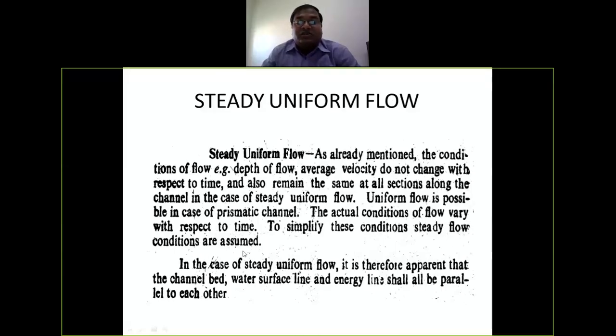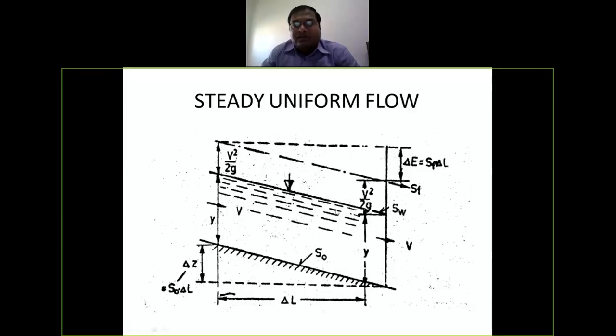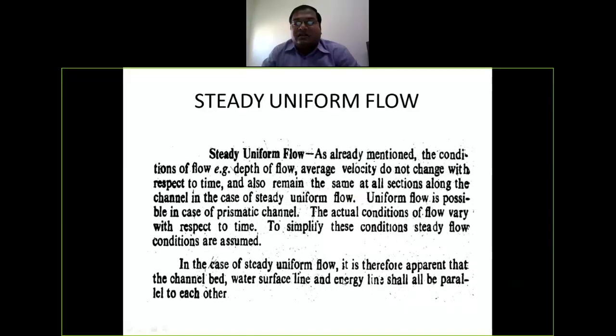So in the case of steady uniform flow, it is therefore apparent that the channel bed, water surface line, and energy line shall be parallel to each other. You can see the figure. These all are parallel to each other. Okay, you can see the figure.